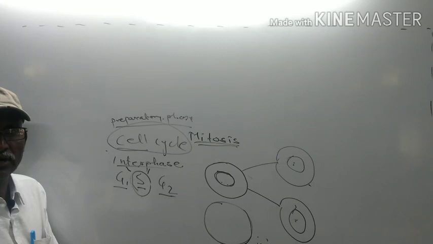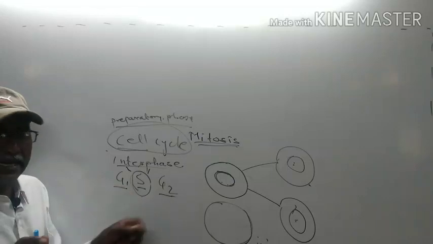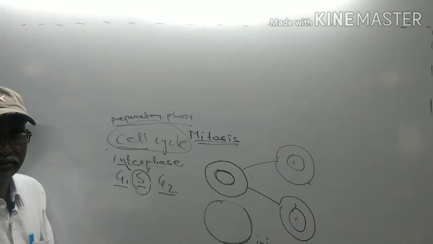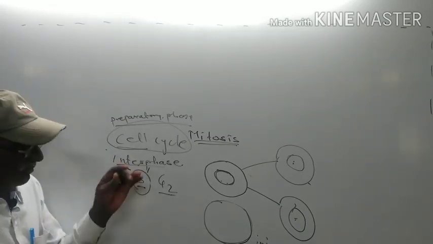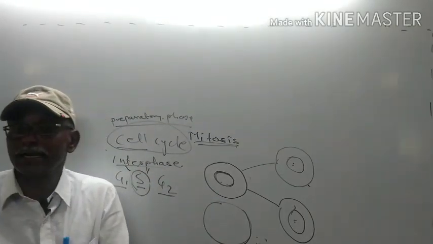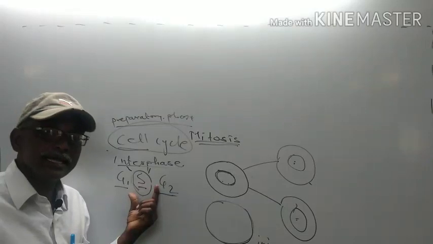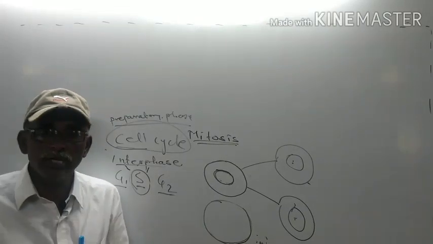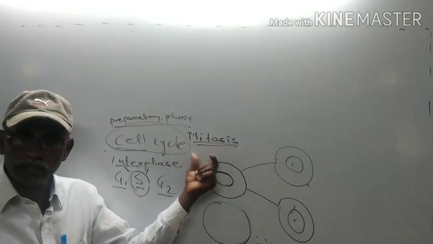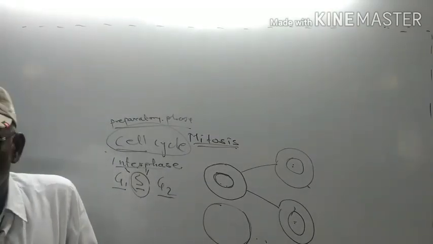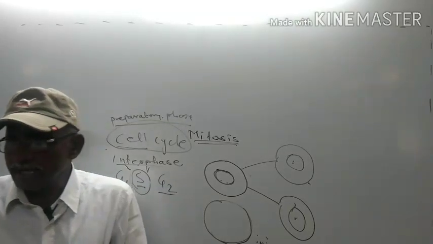In the preparatory phase, there is a preparation so that the material present in the parent cell should be equal in the daughter cell. So you should keep in mind that replication occurs in the S phase of interphase and it occurs only once in that particular DNA. Now we will see DNA replication.